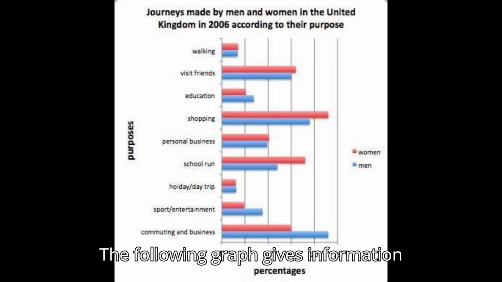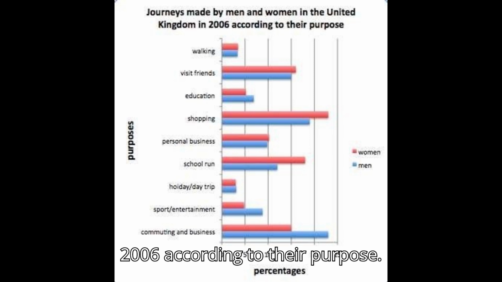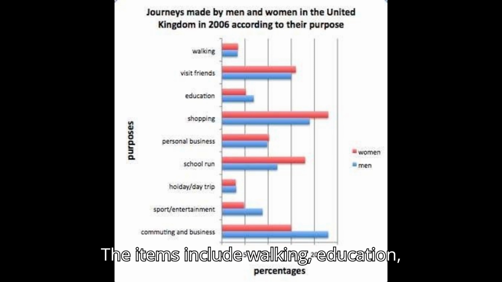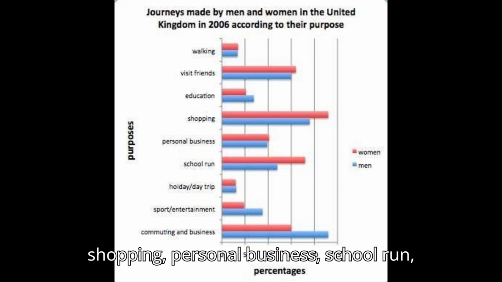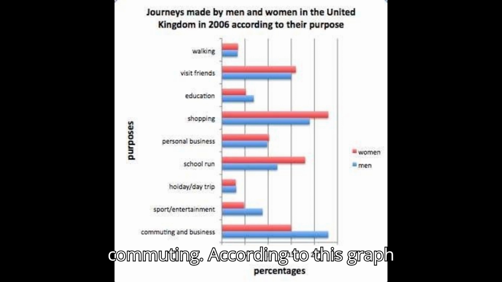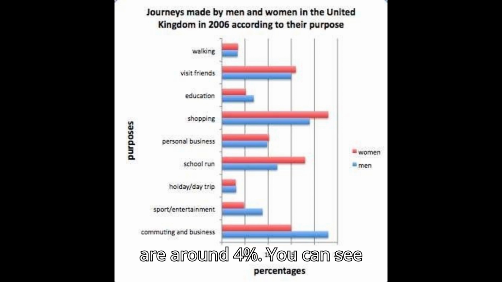The following graph gives information about journeys made in the UK in 2006 according to their purpose. The items include walking, education, shopping, personal business, school run, day trip, sport, entertainment, and commuting. According to this graph, in walking, the value of men and women are around 4%.